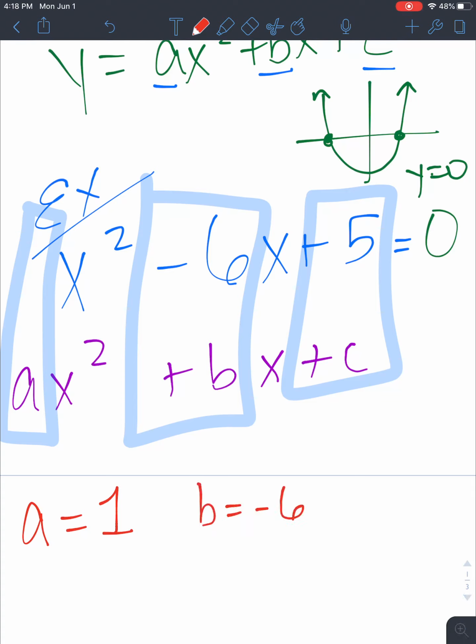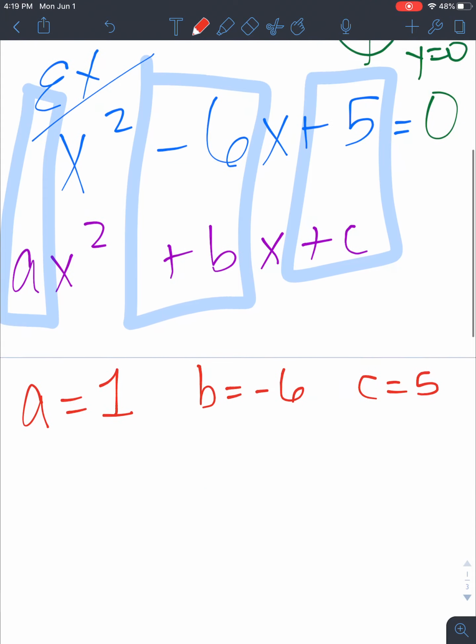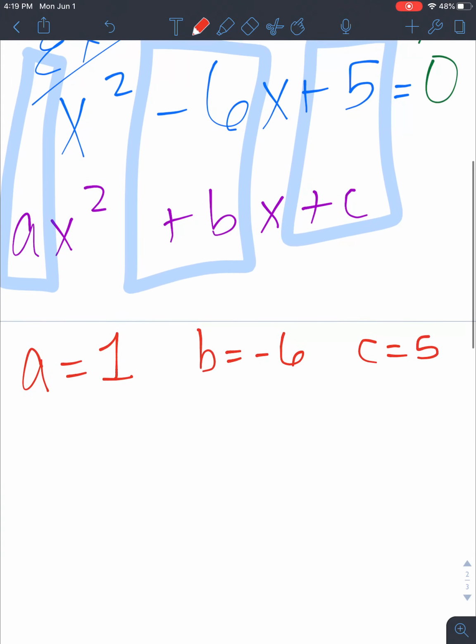B is lined up with our -6, and C is lined up with 5. If you want to do this, it's really important that you're lining up your quadratic in standard form. Otherwise, you can't just say, oh, yep, A is lined up with the one on top and stuff like that.